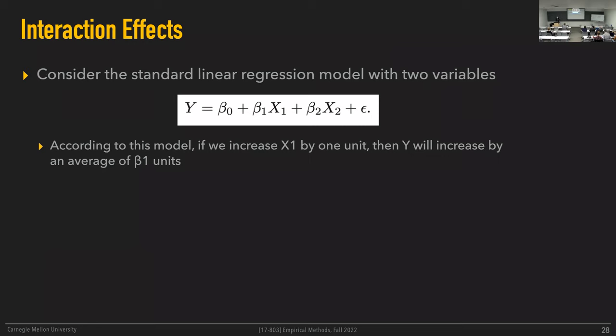Okay, so now let's talk a little bit about interaction effects. We talked about the standard regression model with two variables, an X1 and an X2. According to this model, if we increase X1 by one unit, then Y will increase by an average of beta 1 units. Similarly, if we increase X2 by one unit, Y will increase by an average of beta 2 units, right? That's just the interpretation of these coefficients.